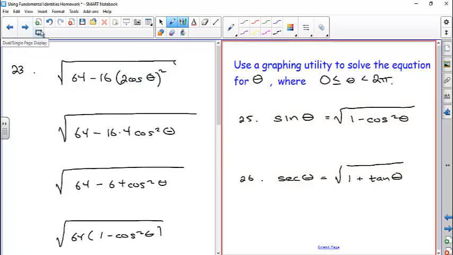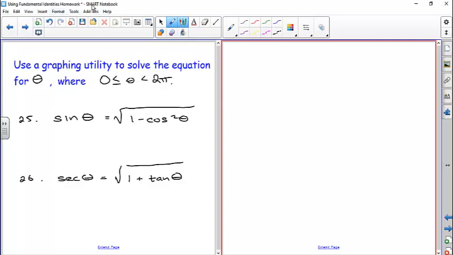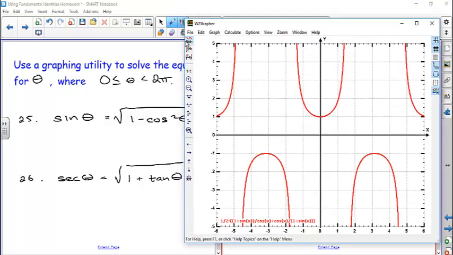Use a graphing utility to solve the equation for theta, where theta is between 0 and 2 pi. So we're going to do this in radians. It just says use a graphing utility. To find the solutions with a graphing utility, you take the equation and set it equal to y, putting everything on one side. So you get the sine of theta minus the square root of 1 minus cosine squared theta. I take this and move it to the other side. And the question is, when does y equal 0? Those are your x-intercepts. So all I have to do is plot this function and then look for the intercepts.